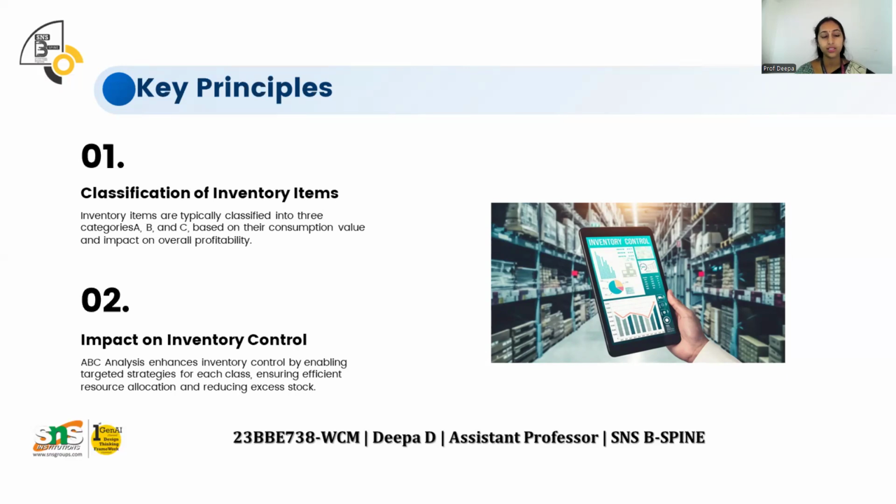Next is impact on inventory control, in the sense that it enhances inventory control by enabling targeted strategies for each class. See, for A class, what is the value, how much is the quantity? Similarly for B items, similarly for C items. By doing all these things, you can do inventory control. You can ensure whether proper resource allocation is done inside the business, and you can also reduce your excess stocks.